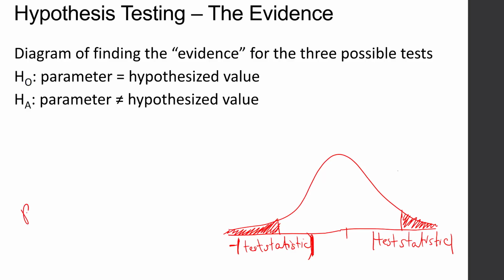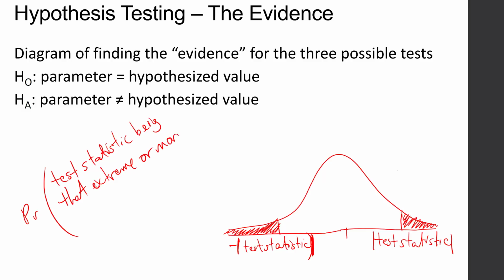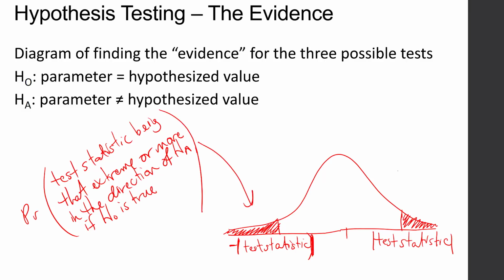So once again, we're measuring the probability of the test statistic being that extreme or more in the direction of the alternative hypothesis under the assumption that the null hypothesis is true. So in the less than alternative, you're going to look at the area to the left of the test statistic. In the greater than, you're going to look at the area to the right of the test statistic. And in not equal to, you're going to look in both directions.